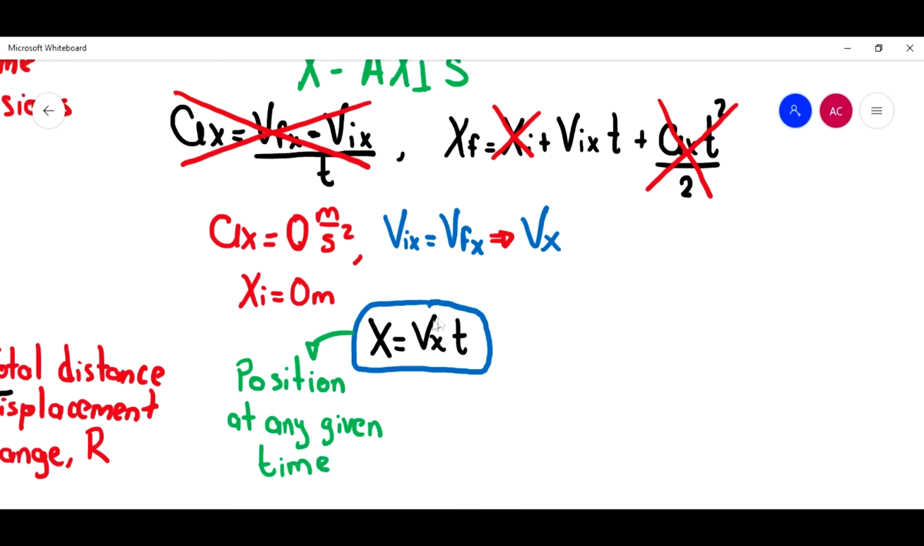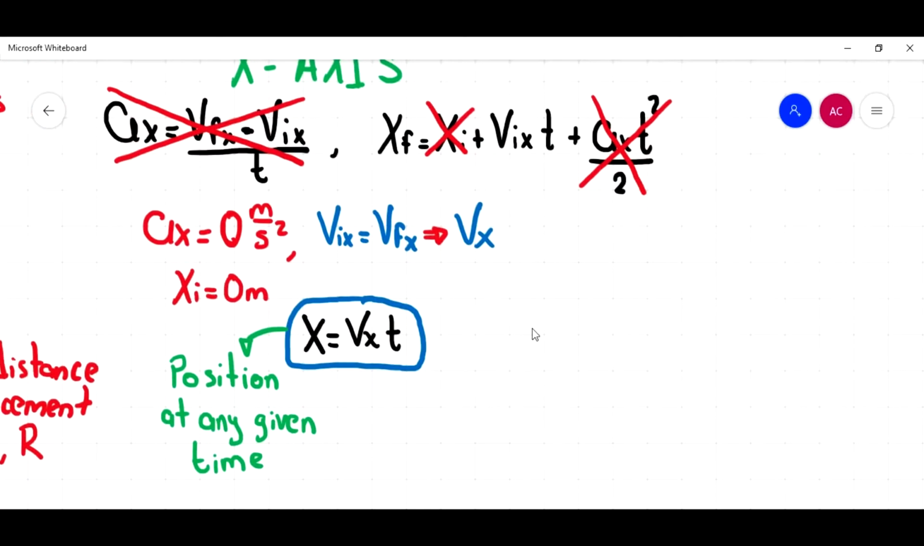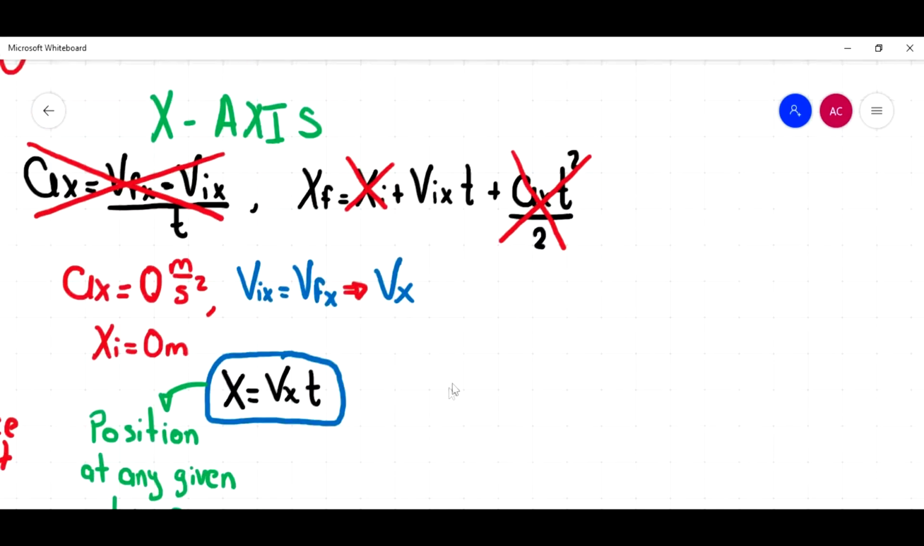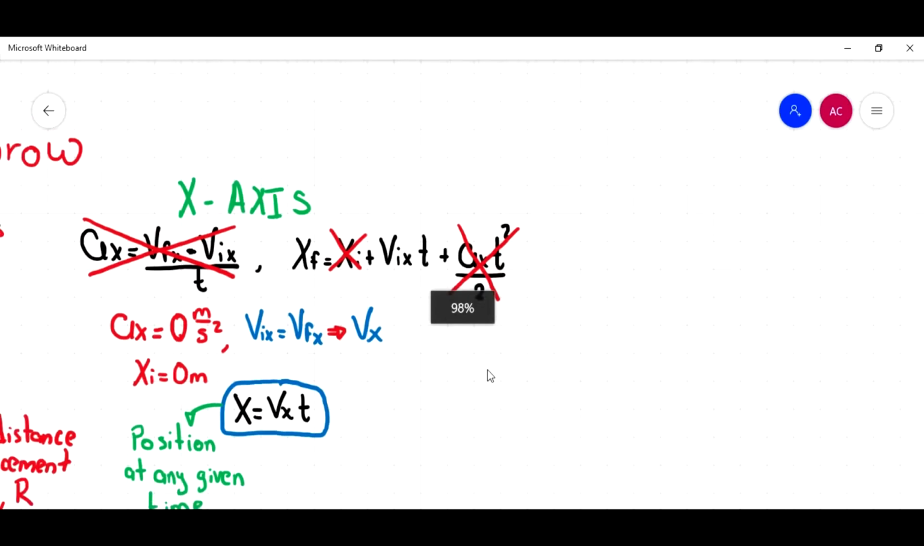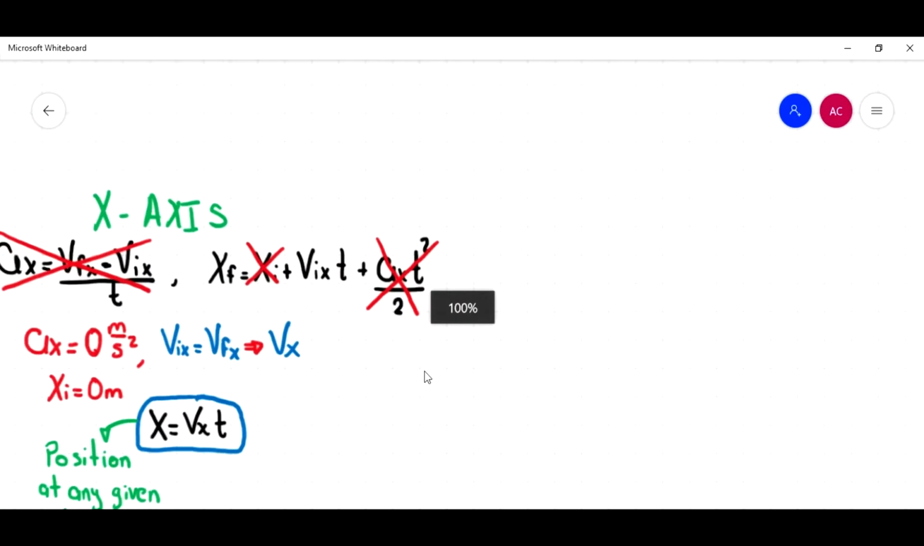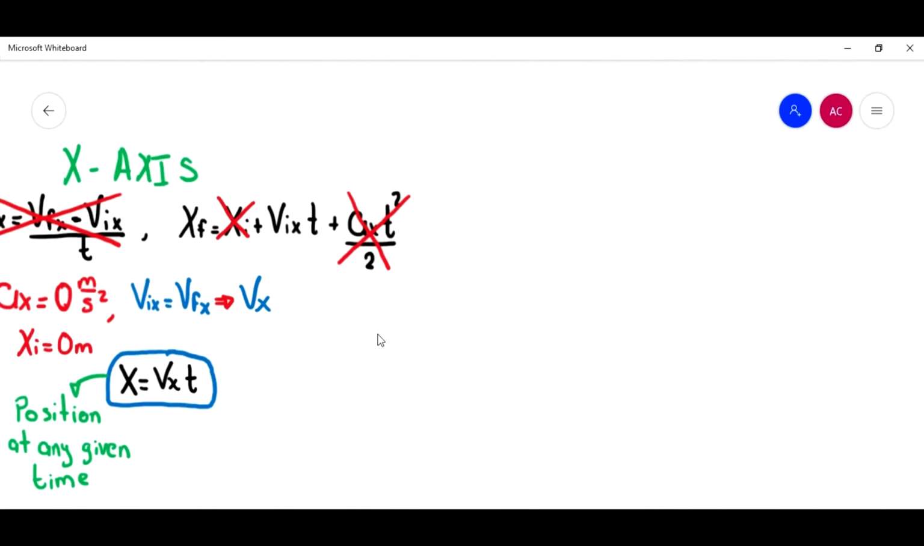Okay, you can find the position. You just find the velocity in x, and you just substitute the value of the time that you want to know. Could be 1 second, 2 seconds, 3 seconds, 0.5 seconds, any number that you want to substitute here. By doing that, you are going to find the position in x. Okay, now let's continue with the y-axis. Let's make the separation over here.